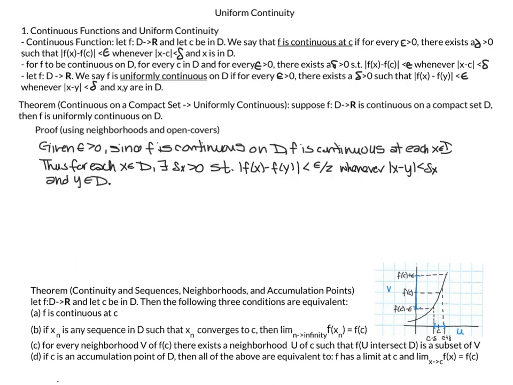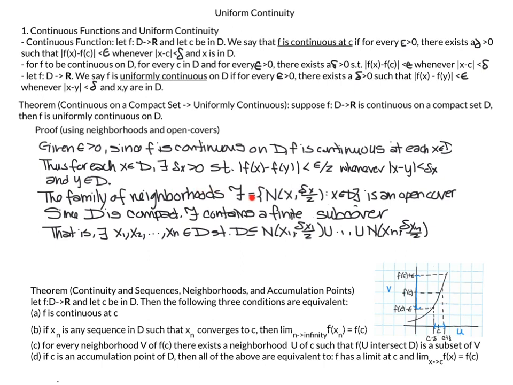Using this theorem, we're going to start with: given any epsilon greater than 0. Since f is continuous on the set D, f is continuous at each element x in D, and for each element x in D, there exists a delta x greater than 0. And remember, we had mentioned that every element in D might have a different delta. That's why we have to put delta x, such that the absolute value of f of x minus f of y is less than epsilon over 2. So if someone gives you epsilon, we can certainly find a different delta for epsilon over 2 whenever x minus y is less than delta x and y is an element of D.